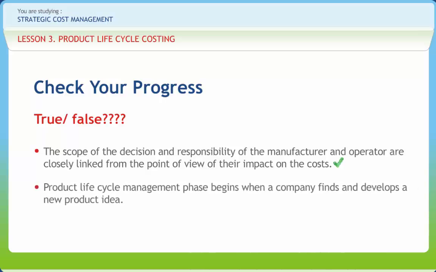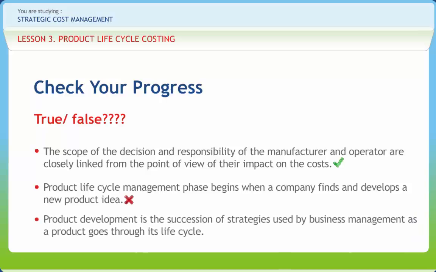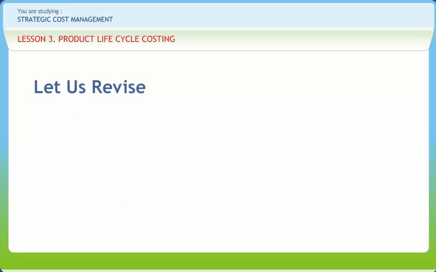Product lifecycle management phase begins when a company finds and develops a new product idea. Right or wrong? Wrong. Product development is the succession of strategies used by business management as a product goes through its life cycle. Right or wrong? Wrong.